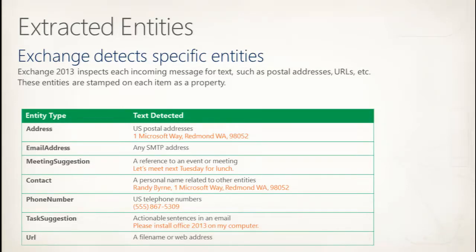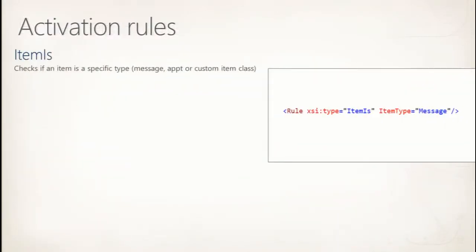And specifically, it looks for text such as US postal addresses, any SMTP address, URLs, meeting or task suggestions, and a few others. And if any of those are found, Exchange stamps a property on that item with the value of this entity. So entities are really just another property on the item, except that they've been extracted out of the message or meeting request. And we'll see why these are relevant in a moment. But let's take a look at how we can build these activation rules and how we can specify when apps should appear.